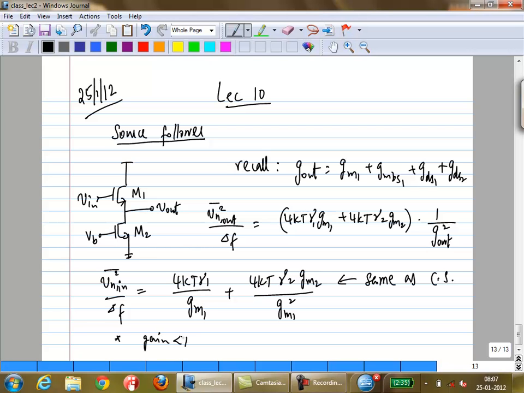The gain is less than 1, right? And the input referred noise is the same. So you typically don't prefer this in low noise amplifiers. Okay, there may be special cases where you might need it, but in normal low noise amplifiers you prefer to get gain along with noise.